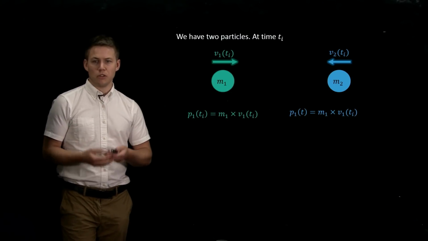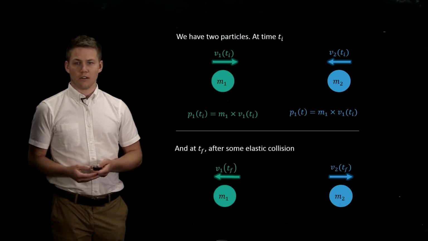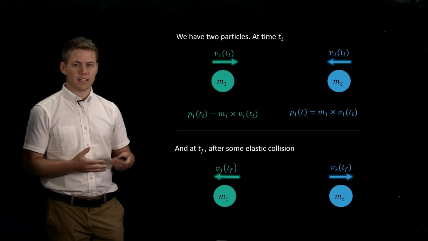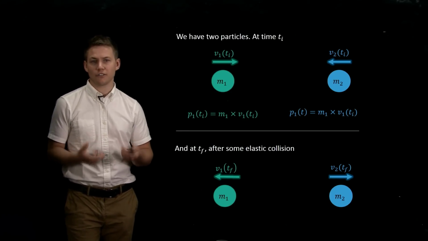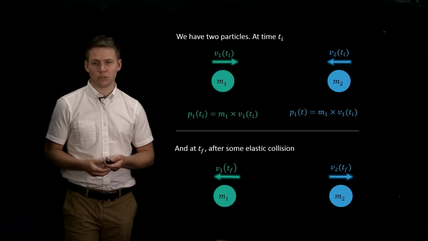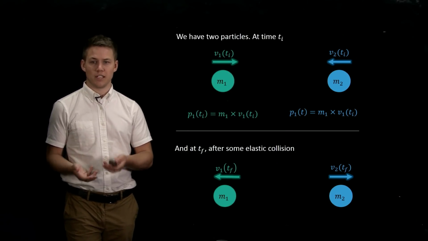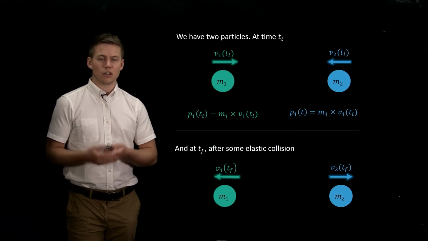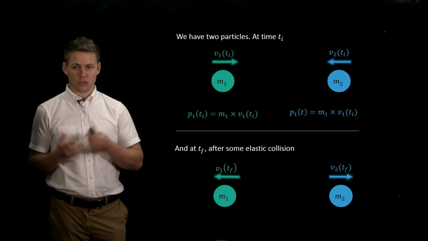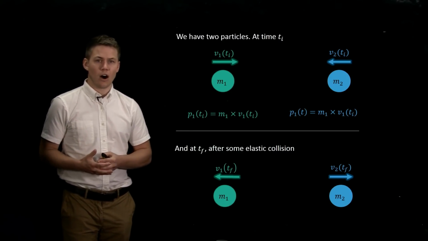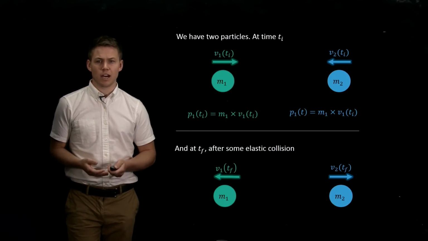Now, the thing which you'll be used to doing is to then consider some time later, we'll call that t final, after the elastic collision of these particles, and we can similarly write down what the momentum of the two particles is at that point. Conservation, of course, means that the sum of those momenta are conserved. But where does this really come from?